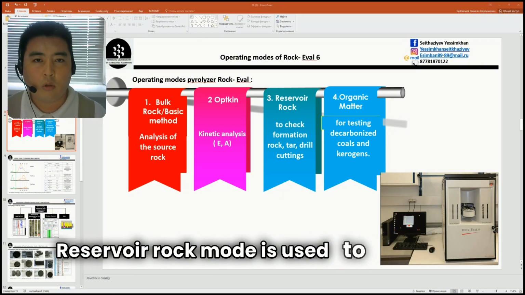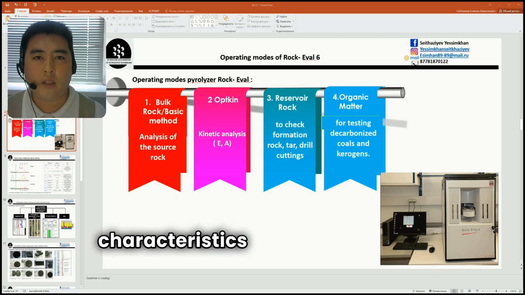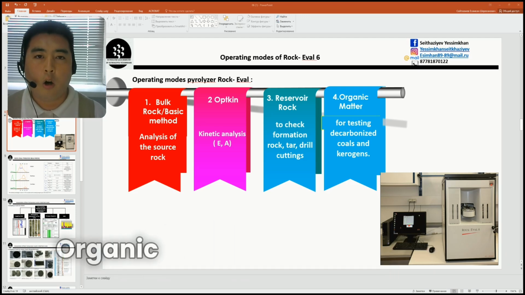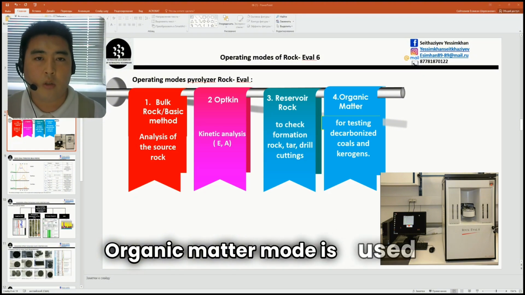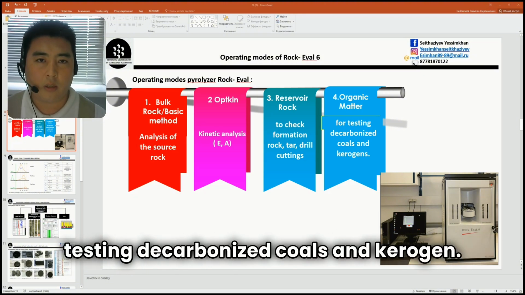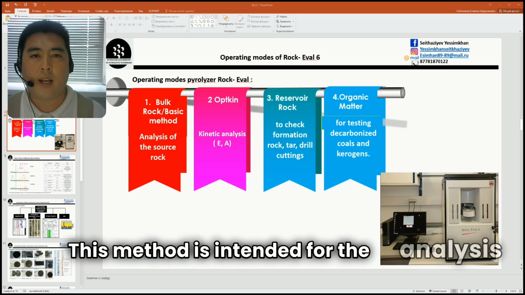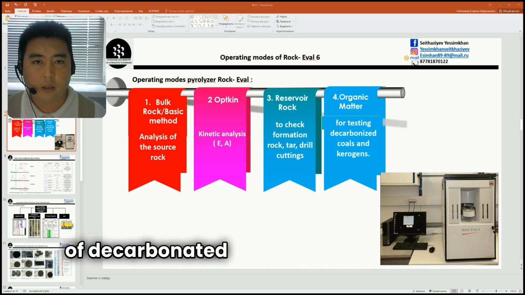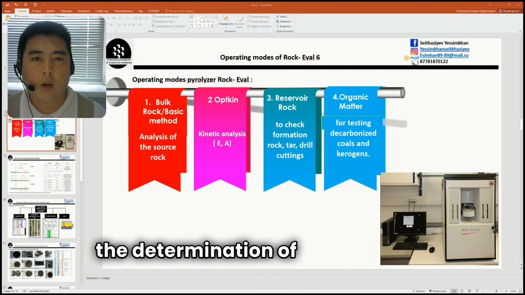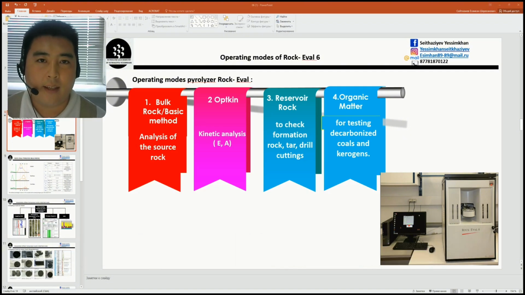Reservoir rock is used to identify the characteristics of reservoir rocks, sandstones, limestones. Organic matter mode is used for testing decarbonized coals and kerogens. This method is intended for the analysis of decarbonated major coals, as it allows the determination of higher Tmax.